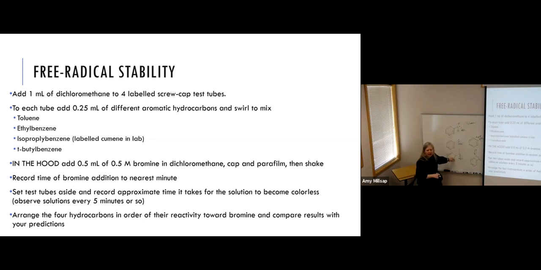I think I've asked you to make tables. If you read the rubric, it asks you to provide a table of what the substance is and how quickly you observe the color change. So you're going to record how long it takes for the substance to react and for you to observe that color change, record the time of the bromine addition to the nearest minute, and then the approximate time of when it becomes colorless. This one will occur almost immediately. The other ones should all be done within 15 minutes.